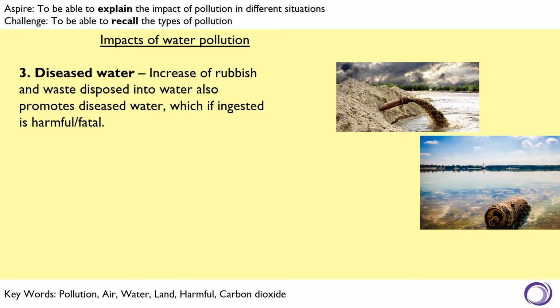Diseased water is caused by an increase of rubbish and waste being disposed into the water, which is not great because if diseased water is ingested by humans or animals, it can be harmful or fatal in worst cases.